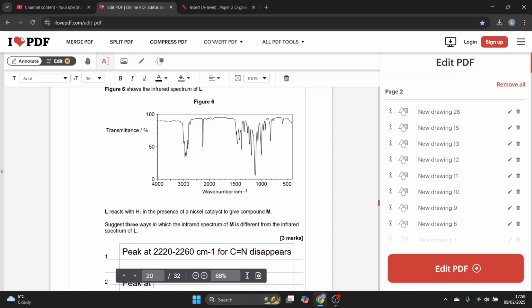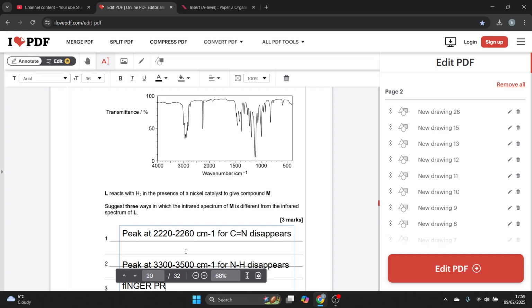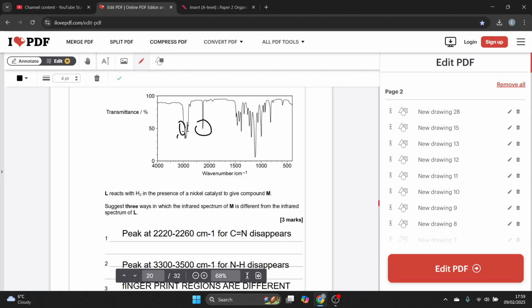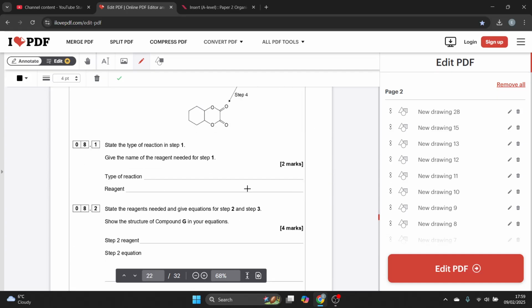The peak at 3300 to 3500 centimeters to the power minus 1 for N-H disappears. The fingerprint regions are different. So this is going to disappear and that is going to disappear. I can't do this question on the mass spectrum.